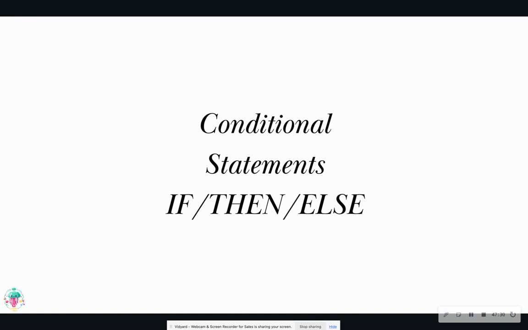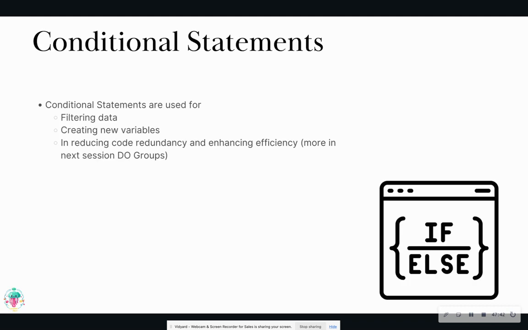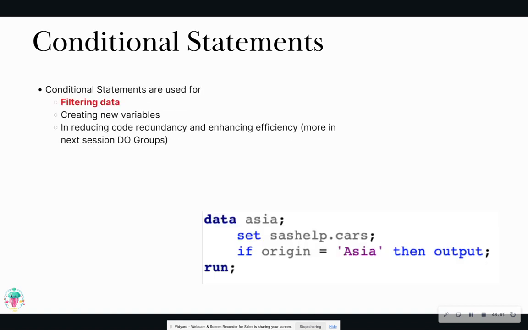So let's continue. We only have 2 more parts, and let's talk about the important conditional statement. If you have had experience with Excel or Python or pretty much any coding language, you have worked with some type of conditional statements. Conditional statements are normally like this if-then-else statement. It is used to filter data, it's used to create variables, and it helps reduce code redundancy. So let's look at the first way, filtering data, that I have highlighted in red.